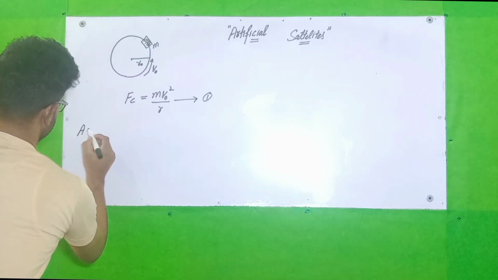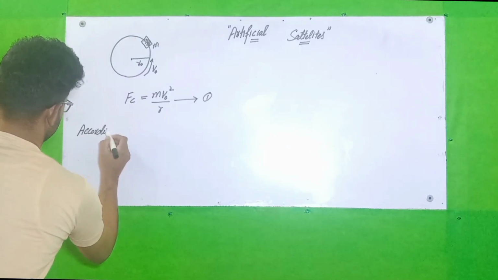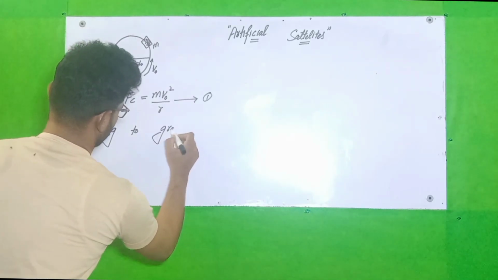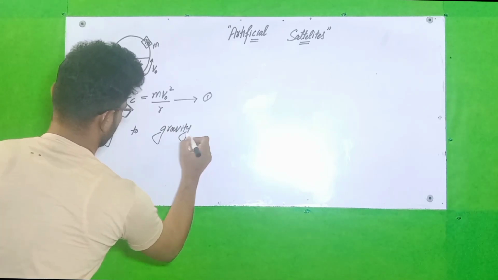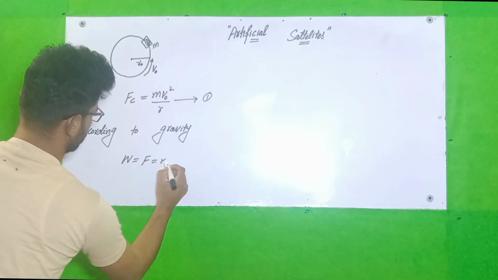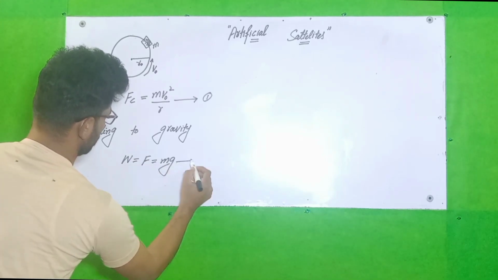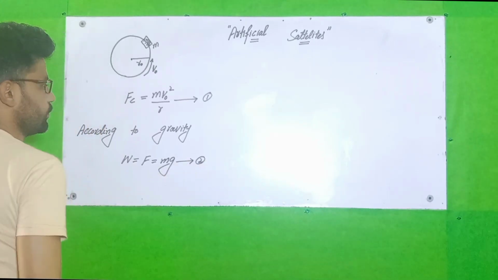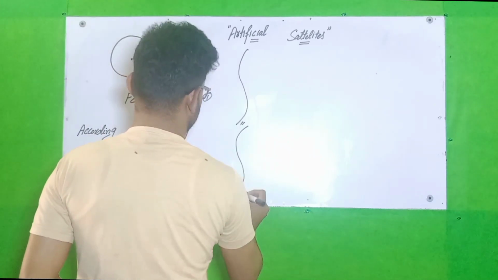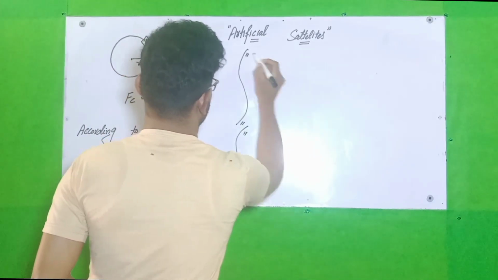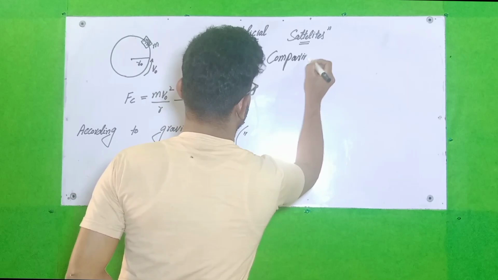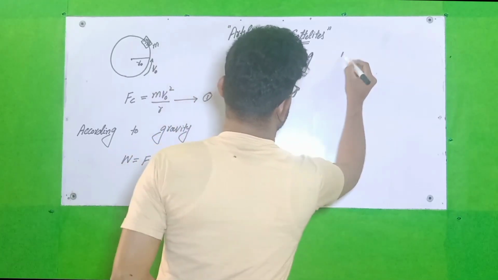According to gravity, W is equal to F, or F is equal to mg. This is equation number 2. Comparing equation number 1 and 2.